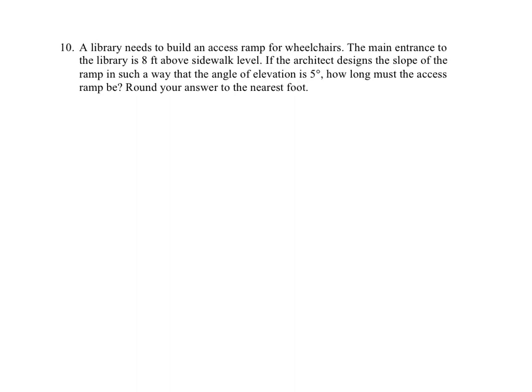It says a library needs to build an access ramp for wheelchairs. The main entrance to the library is 8 feet above sidewalk level. So we have right here, I have my entrance, and I want to have a ramp right here. Okay. So note that this is 8 feet. The angle of elevation has to be 5, and I want to find out how long must be the access ramp. So how long is this one, right?